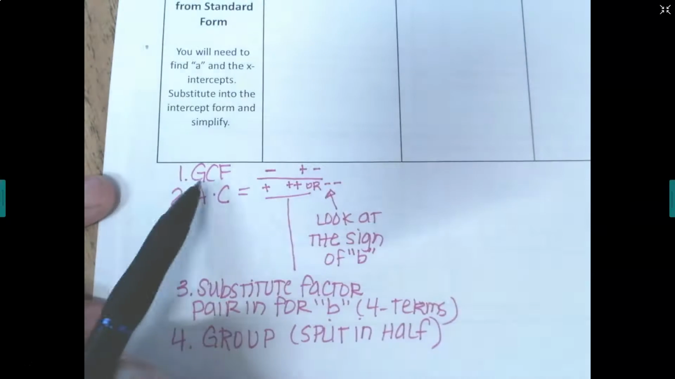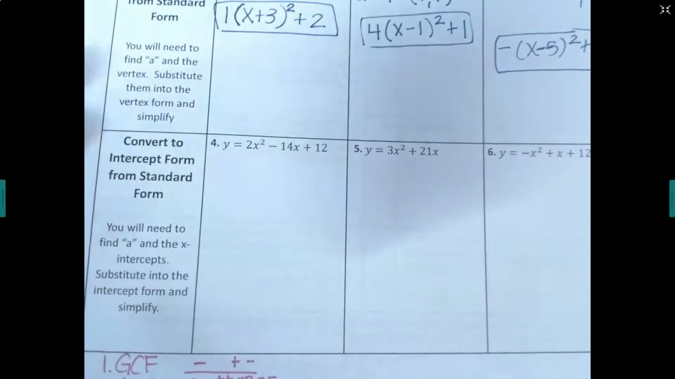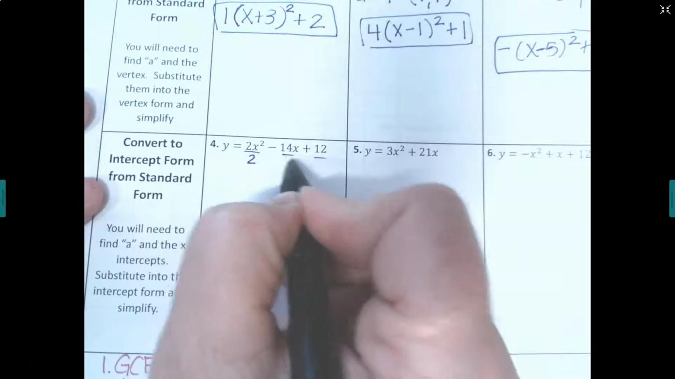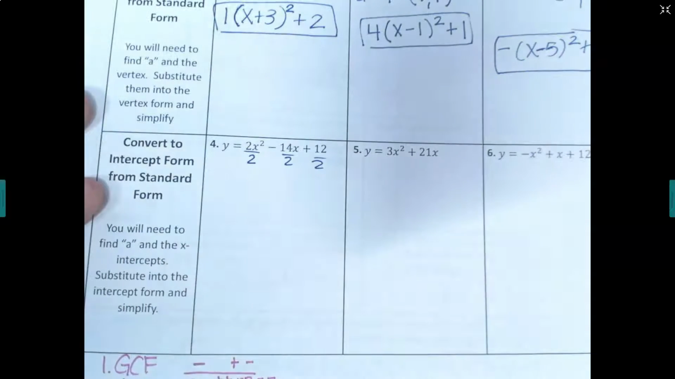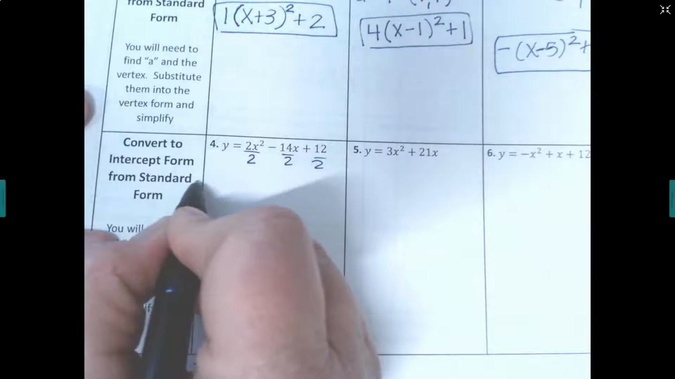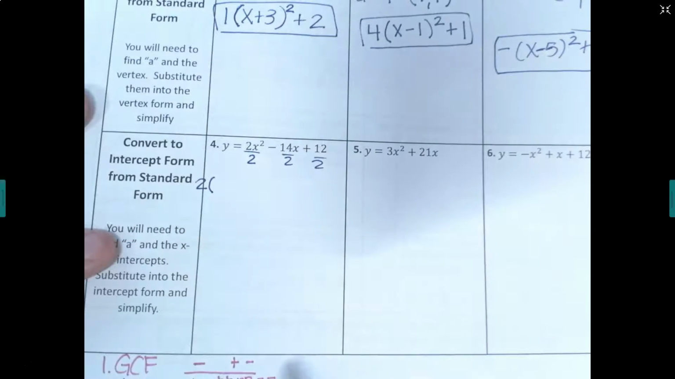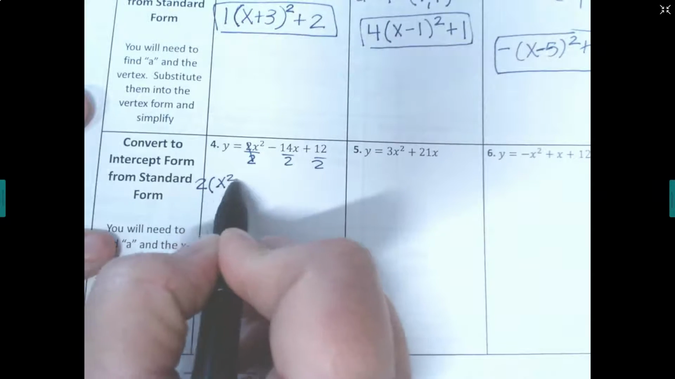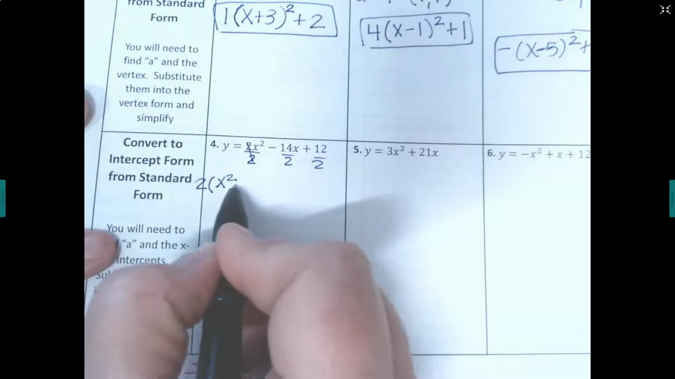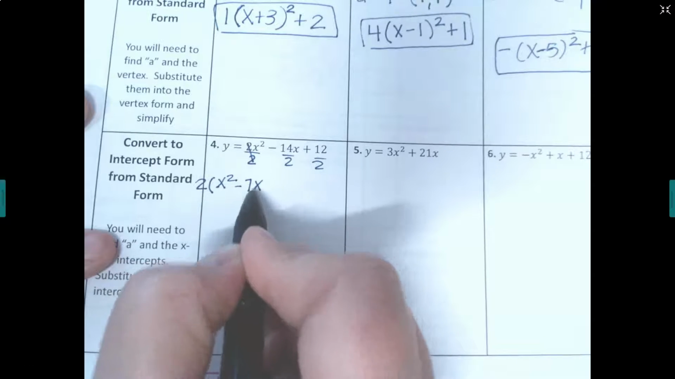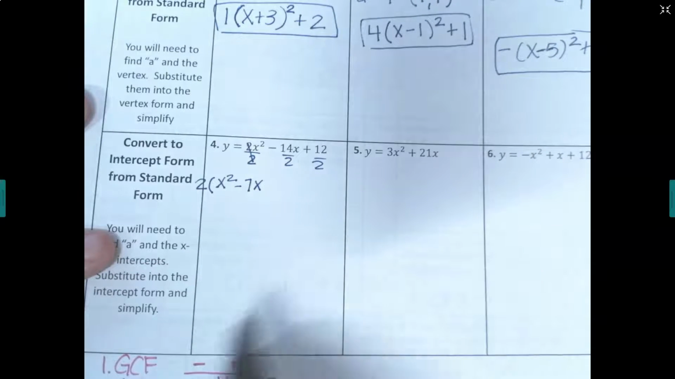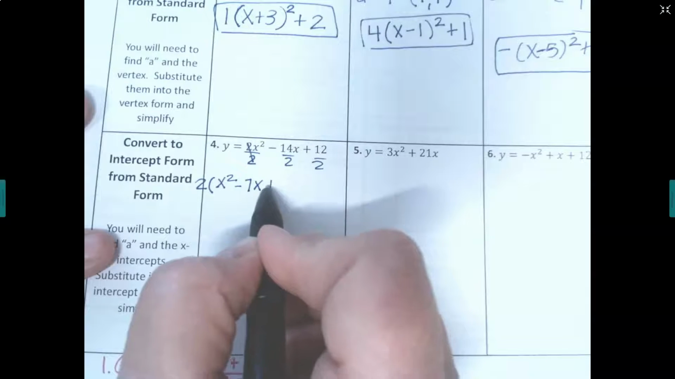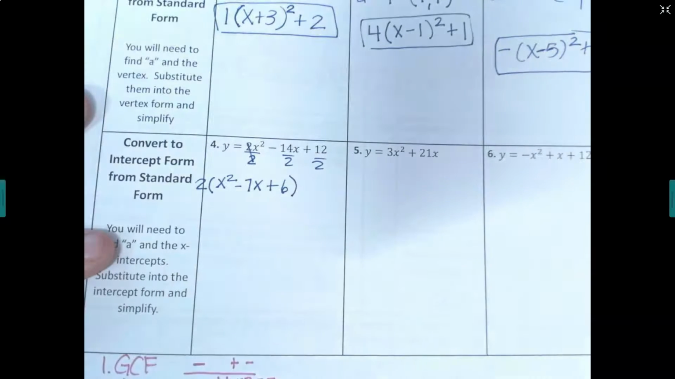So the first step is always check for GCF. So let's do that with number 4. Number 4, all of these terms have a 2 in common. So I want to take the 2 out first. So we have 2, then we're going to write what's left over. The 2's will cancel to a 1, leaving just the x squared. Negative 14 divided by 2 is negative 7, and the x cannot cancel, so it comes down. And then we have positive 12 divided by positive 2 gives us a positive 6.